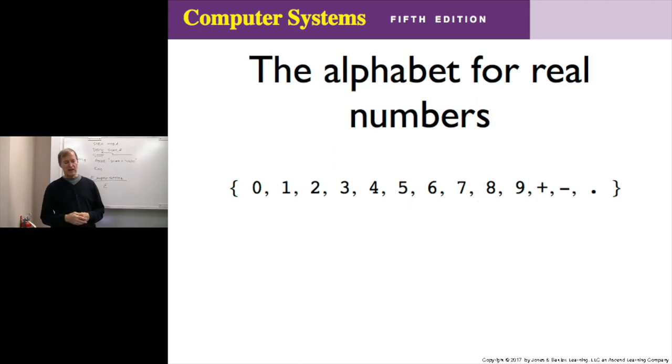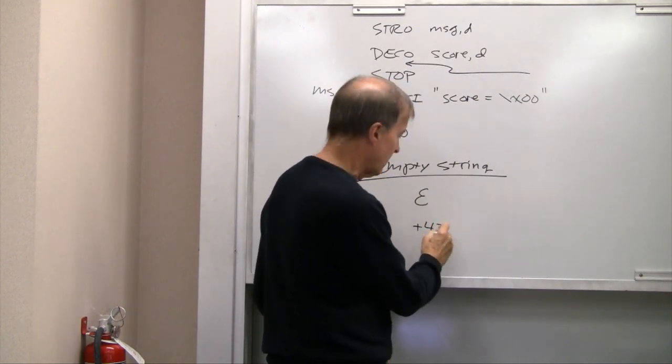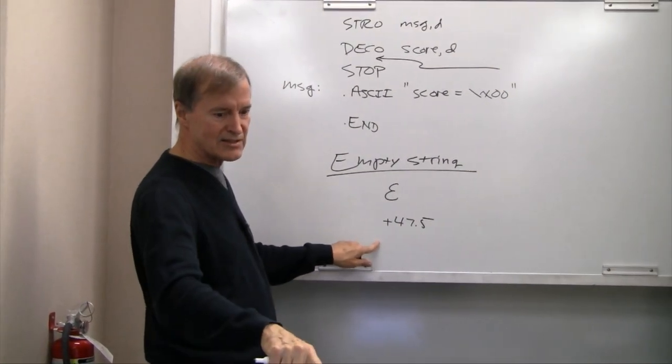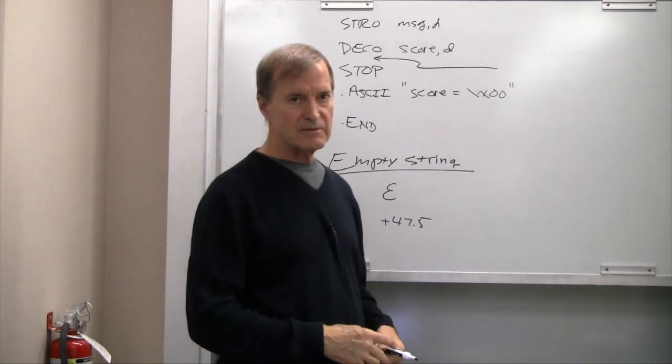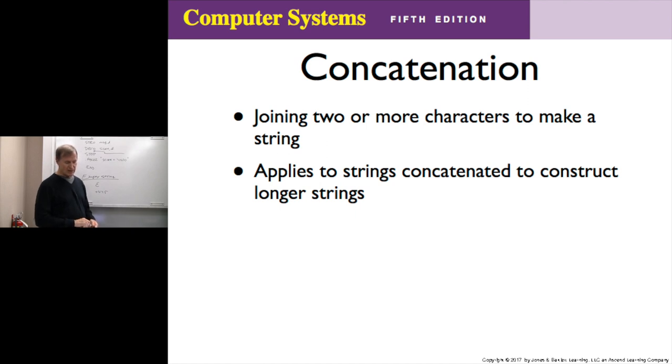This next alphabet is the alphabet for real numbers. So what does a real number look like? A real number looks like plus 47.5. This is an example of a real number. And what is it? It's a concatenation of characters from the alphabet. Is everybody clear? So that's the alphabet for real numbers. So concatenation then is the operation of joining two or more characters to make a string, and it applies not only to concatenating one character to another character, it also applies to concatenating one character to a string and one string to another string to construct longer strings.